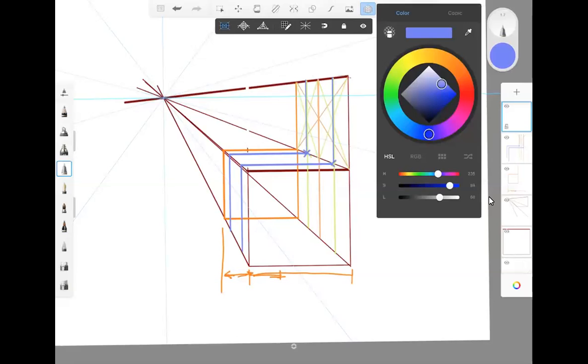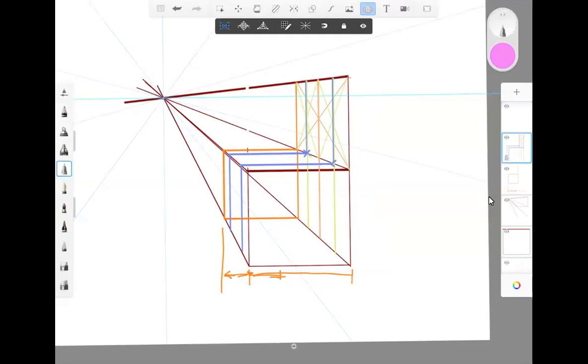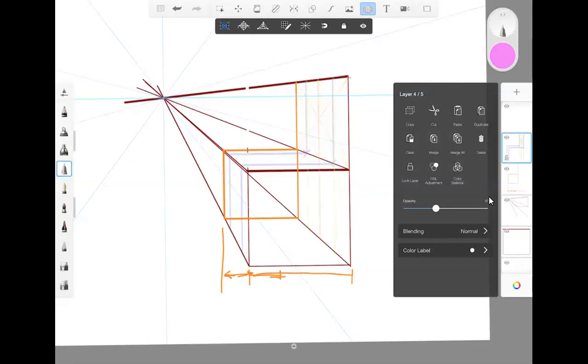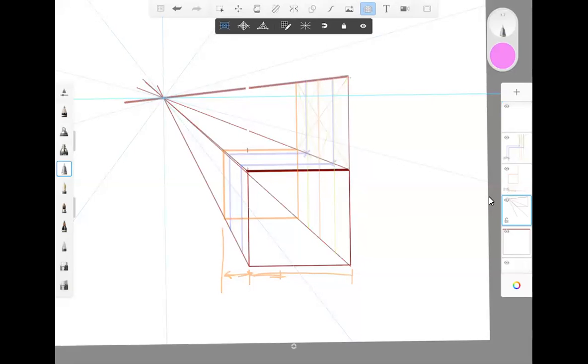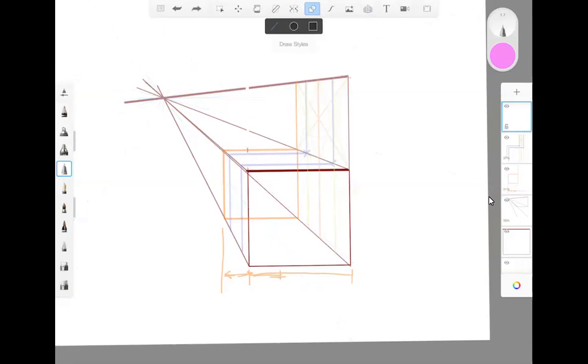Okay, so I'm just going to change colors and go with a nice sort of lavender. I can actually take this down in opacity, this down in opacity, and this down in opacity. Okay, so then with our lavender, we're just going to go corner to corner. Pardon me, wrong tool. Corner to corner, corner to corner.